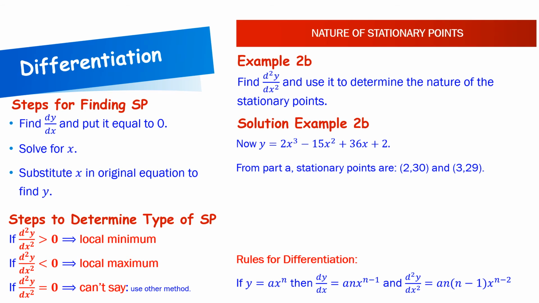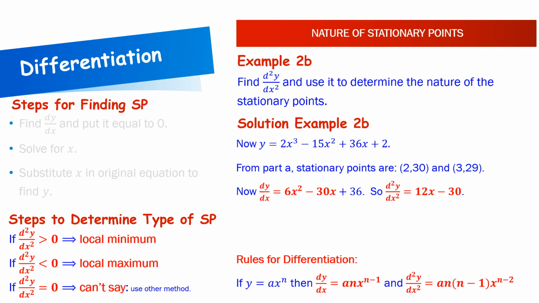So let's summarize the information that we already have. We have the equation for y. We also have from part A the stationary points, and we can remind ourselves of the rules for differentiation at the bottom of the screen. So we can now find d2y/dx squared. Applying the formula a second time, we obtain d2y/dx squared equals 12x minus 30. Remember that differentiating 6x squared gives us 12x, and differentiating minus 30x plus 36 gives us minus 30.